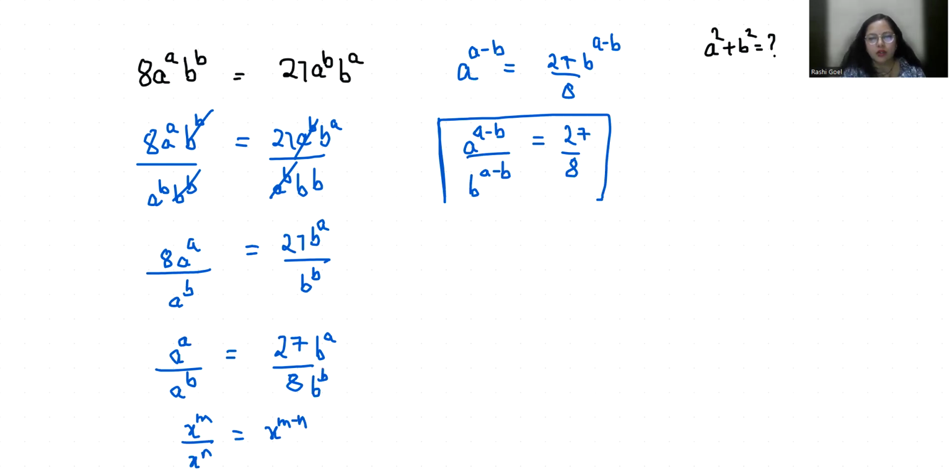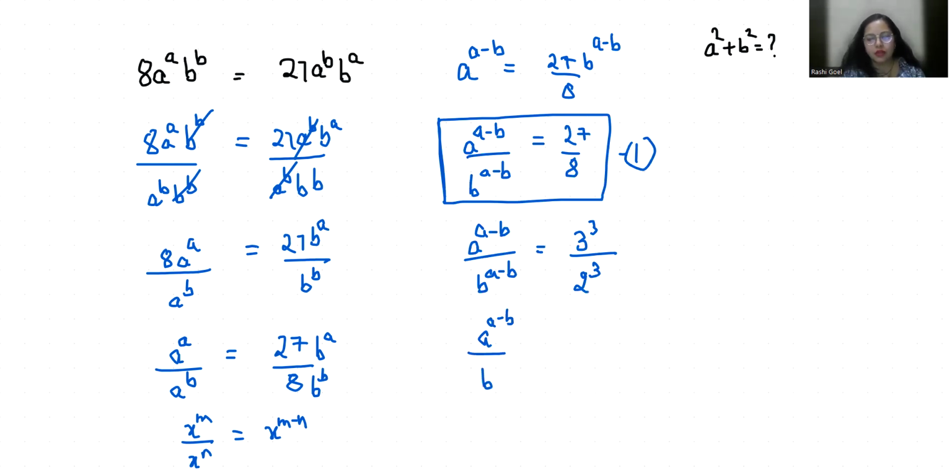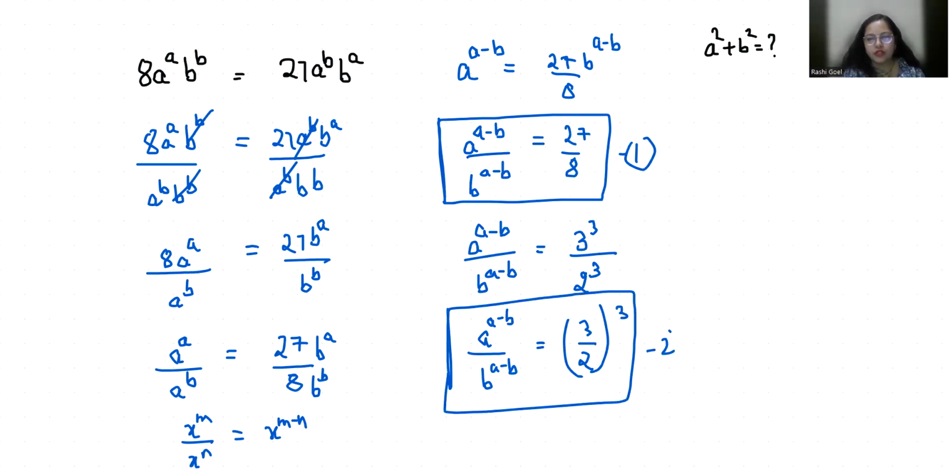Now this I can also write as 27 as 3 cube and 8 as 2 cube. So a^(a minus b) by b^(a minus b) is equal to (3 by 2) whole cube. This is my equation number 2. Now from equation 1, I can write this as (a by b) whole power (a minus b) is equal to 27 by 8. We can write it as power 1.